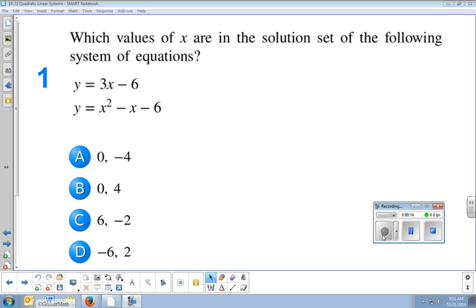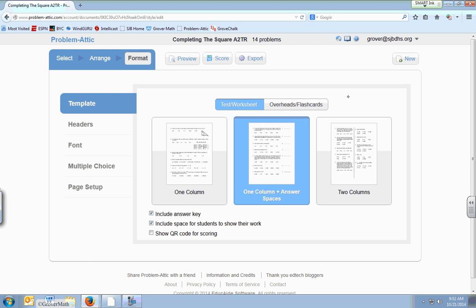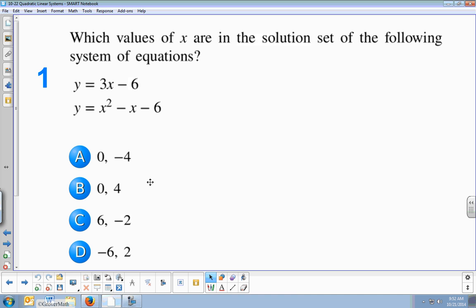So you're going to see a little bit of familiar stuff here because you should be seeing things that you saw in Algebra 1. We did quadratic linear systems back then, and that's what we're continuing to do here. So it's really not much new.